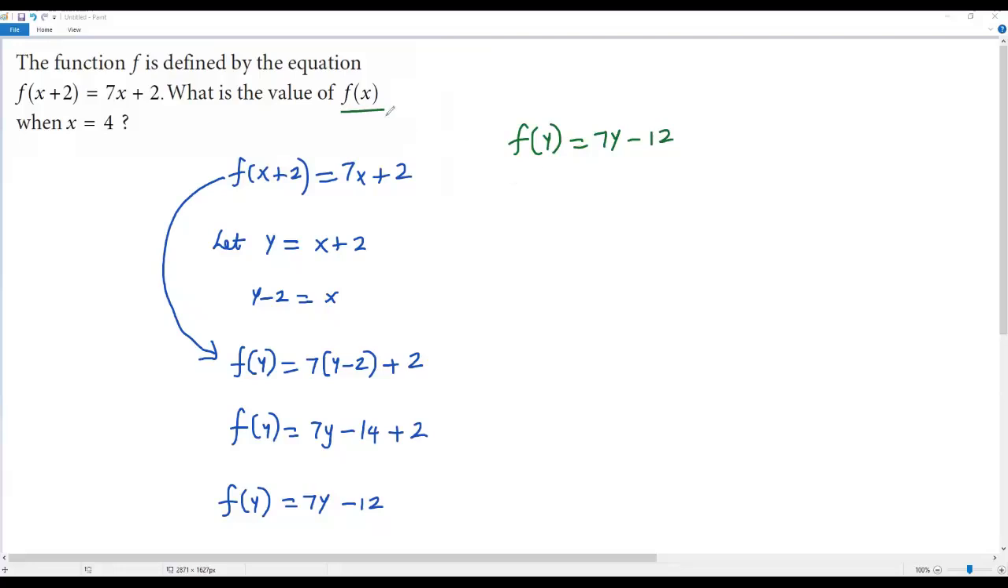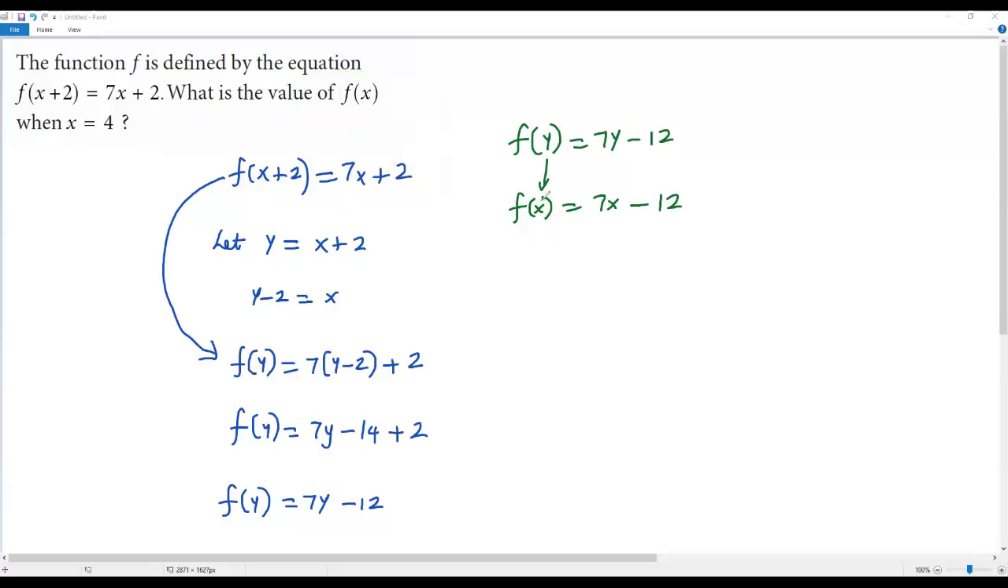Okay, but I need f of x. For that, we just have to replace this y by x. On the right side also, wherever I find y, it has to be replaced by x. So here I find y, and this y has to be replaced by x. Then I'm getting 7x minus 12. So now I got the expression which is equal to f of x, that is f of x equals 7x minus 12.